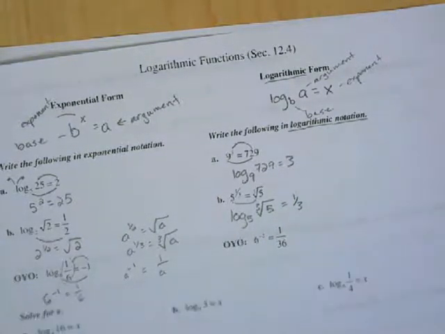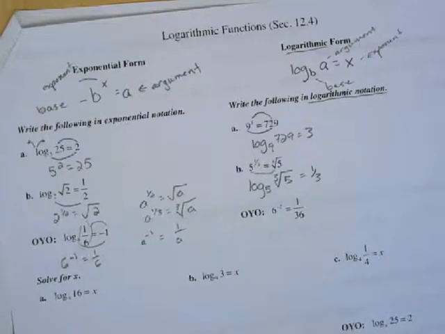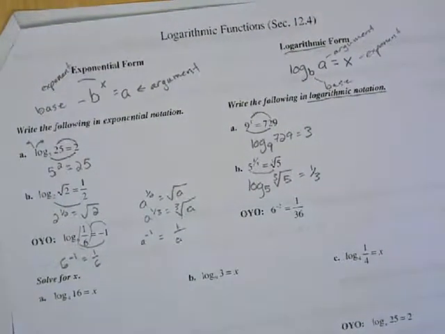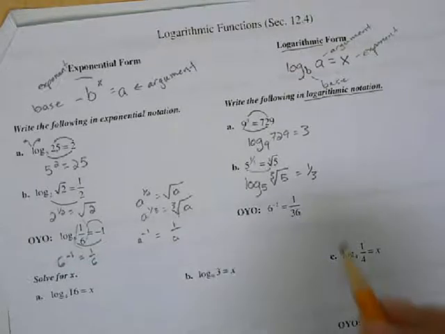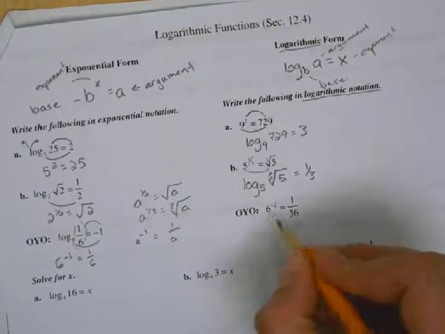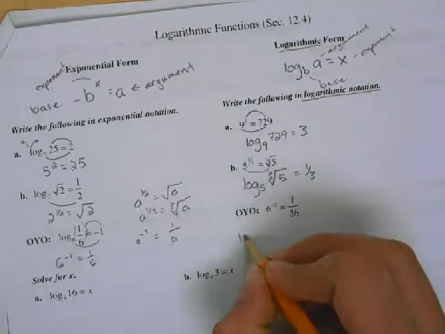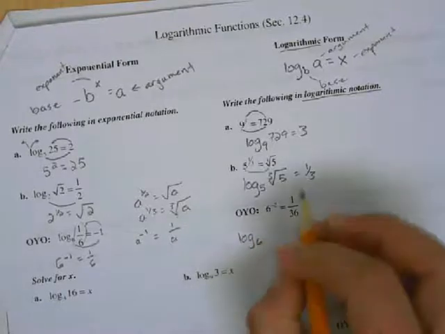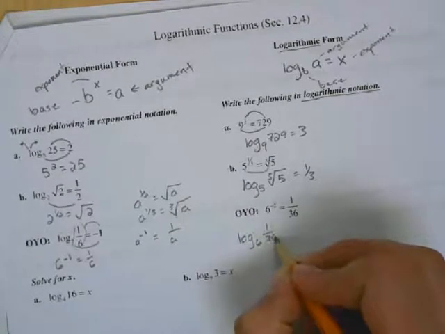Again, you can hit pause if you need to, or you can just try to do it while you listen to me ramble, which is kind of what I'm doing now. You should probably have that done by now, so here we go. Log base 6 of 136 equal to -2.